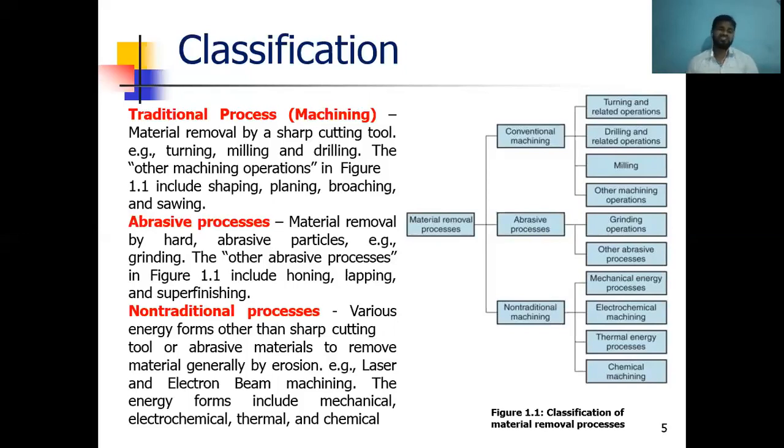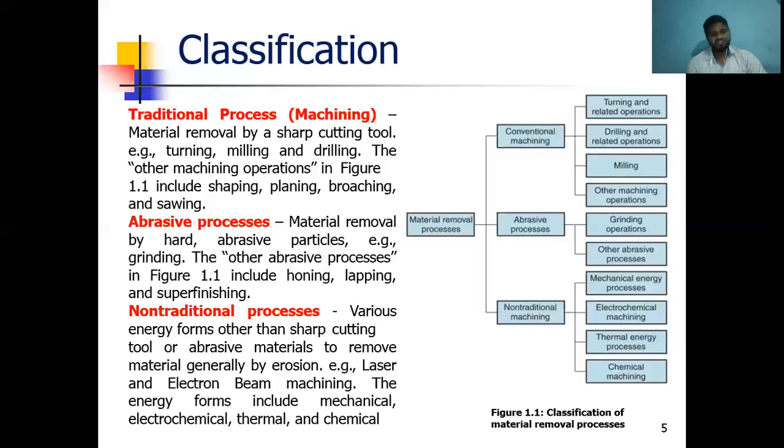So what is the abrasive process? Material removal by hard abrasive particles, right? The abrasive is nothing but a jet process. I'm not talking about aeronautics. In this, a jet force, a particle, acts on a workpiece to remove the chip or to remove the material. That is nothing but honing, lapping, and super finishing, right?